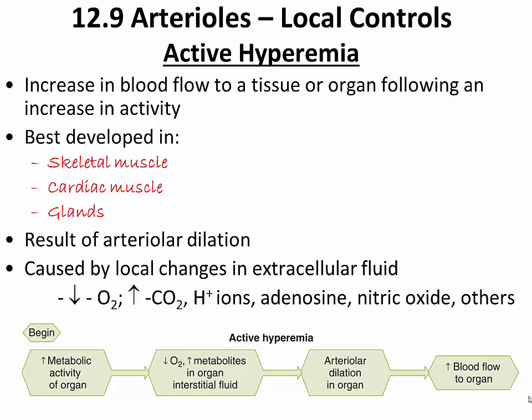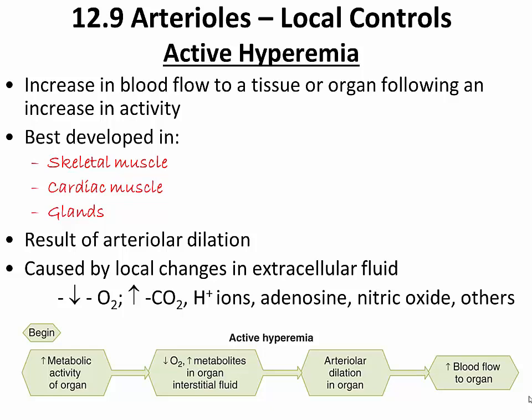Essentially, active hyperemia is defined as this: when we have an increase in demand in a tissue, then we have vasodilation in the arterioles and an increased blood flow to that area. This response is, of course, highly adaptive, and it's best observed in skeletal muscle, as you might imagine, cardiac muscle, and glands. These are the three types of tissues in which we have the greatest variation in metabolic needs over time, and therefore it would be most effective to have active hyperemia be very functional in these particular tissues.